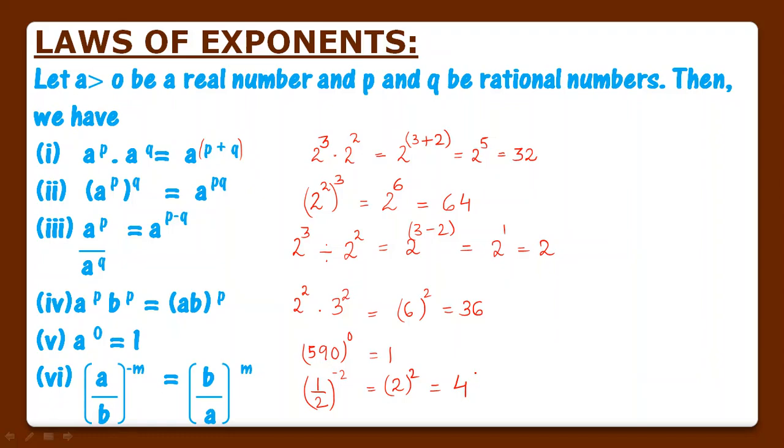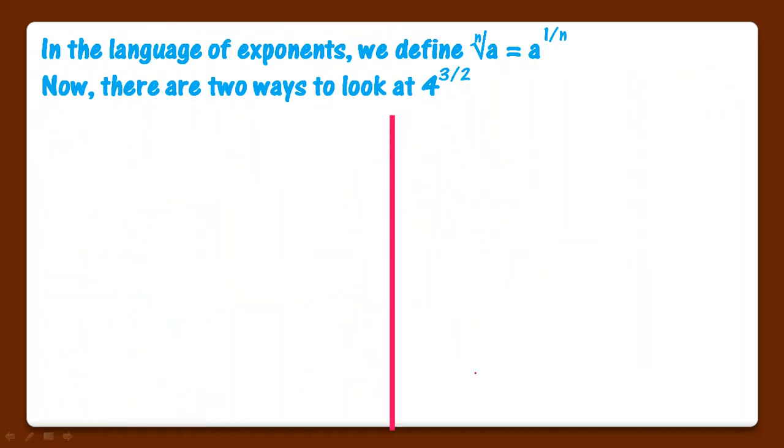So these are the laws of exponents. Next is, in the language of exponents, we defined this expression as a raised to the power 1 upon n. This will be more clear with an example. There are two ways to look at 4 raised to the power 3 upon 2. The laws which we have studied are also applicable, and this expression can also be applied. 4 raised to the power 3 upon 2. We can write it like this.